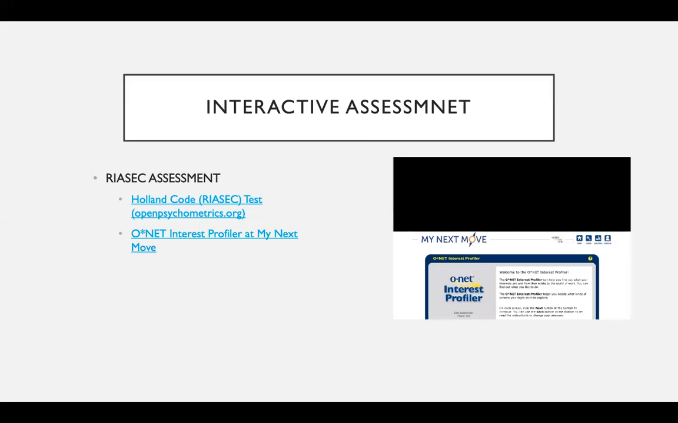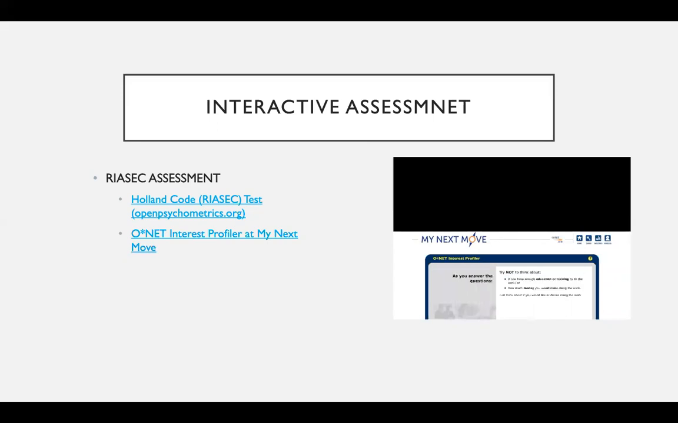So when you first click on the link, it will greet you with a small description of what the assessment entails. You'll be provided with 60 questions and you would answer whether you would strongly dislike, whether you're unsure, like, or strongly like the job.